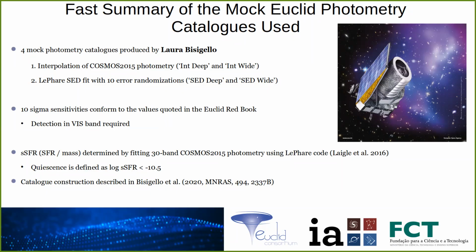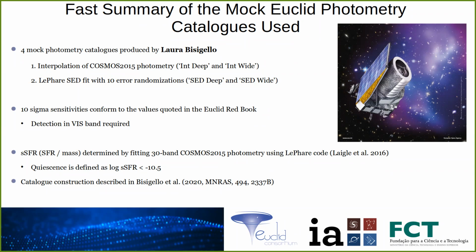And for this, we used 4 different data sets, which were made by Laura Pacicello. Basically, there are 2 main methods. One is to interpolate from observed COSMOS broadband magnitudes to try to make the Euclid bands. The other was to fit an SED, the galaxy SED, to the photometry, and take the magnitudes directly from there. They both have their advantages and disadvantages. We don't need to go into that so much now.